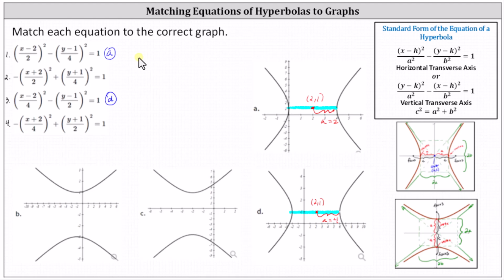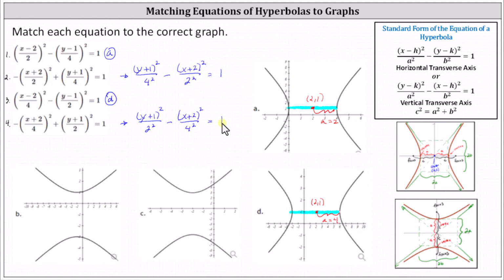Notice for equations 2 and 4, the y part is positive and the x part is negative. Let's write the equations in standard form. Let's write equation 2 with the y part first: the square of y plus 1 divided by the square of 4 minus the square of x plus 2 divided by the square of 2 equals 1. And for equation 4, we would have the square of y plus 1 divided by 2 squared minus the square of x plus 2 divided by the square of 4 equals 1.